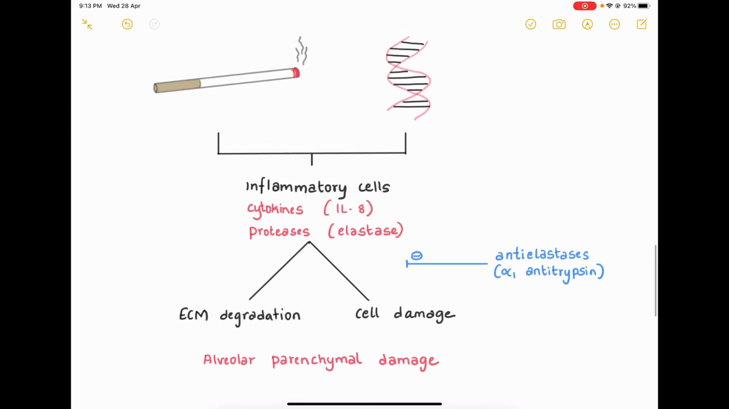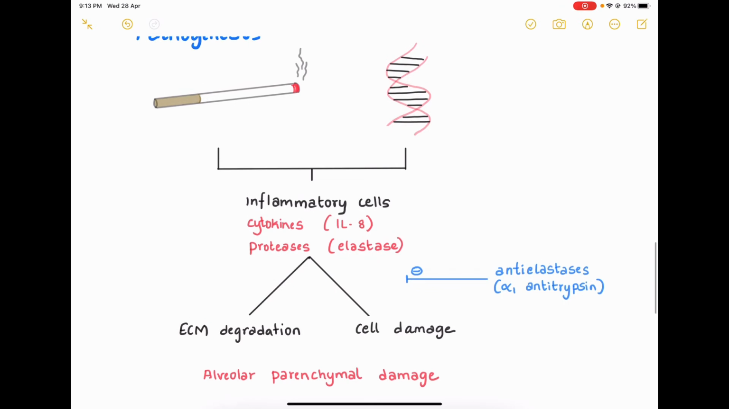Normally, anti-elastases, mainly alpha-1 antitrypsin, inhibit the action of elastase and prevent the damage of the lung tissue. This is why individuals with alpha-1 antitrypsin deficiency are more prone to developing emphysema.